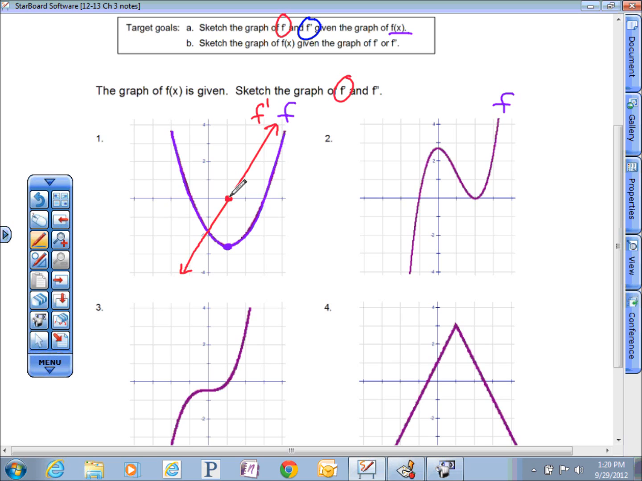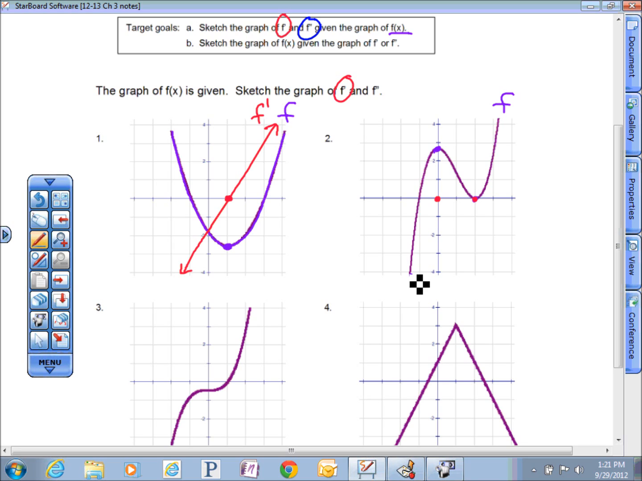Okay, now let's jump to the second one. So in problem number 2, I see 2 relative extrema, which means the red function is going to hit the x-axis at exactly those same 2 x values. That f function appears to be an x cubed, a cubic function, which means my derivative is probably a quadratic, a square function. So it's probably going to be a parabola. Well, let's think about this.